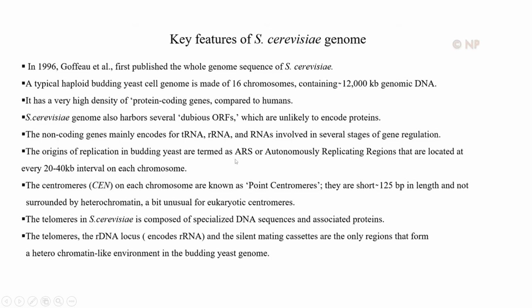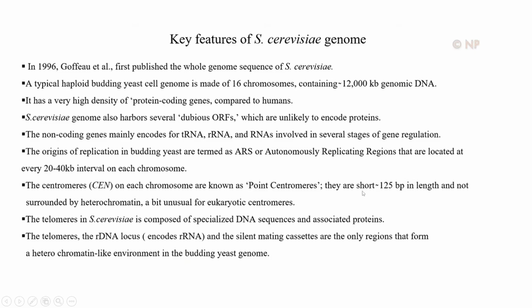And the origins of replication are termed ARS, or autonomously replicating sequences, which are the starting sites through which the replication will occur. Okay, and it is every 20 to 40 kb interval on each chromosome. Every 20 to 40 kb, an ARS site will be there through which the replication would start during the cell division. And the centromere is also present, and in Saccharomyces cerevisiae, it is known as a point centromere.